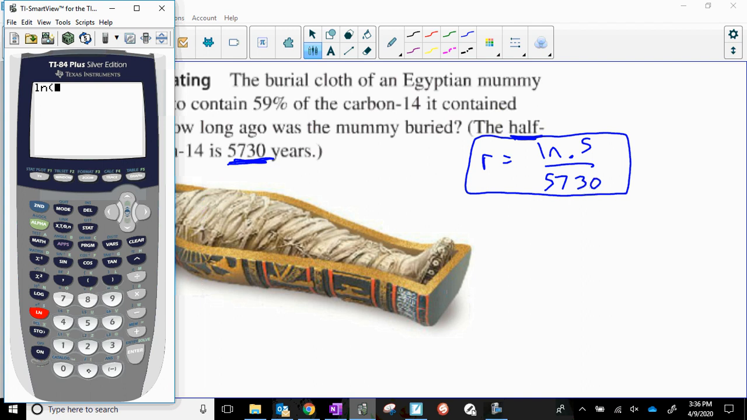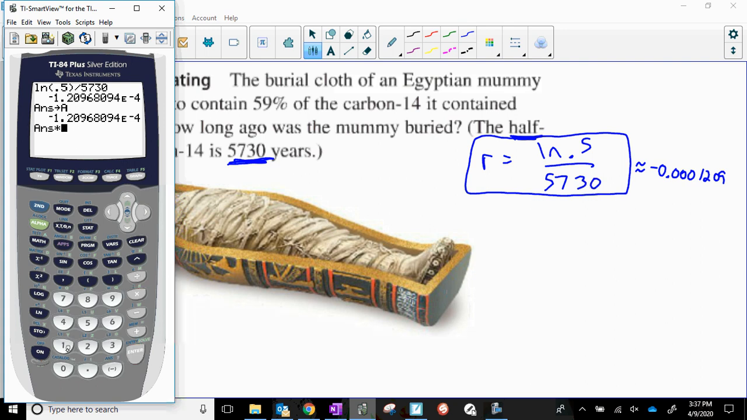So the natural log of a half divided by 5,730 should be a negative since this is decaying. Now, that capital E at the end of the problem tells me that it's scientific notation, so I'm going to add in 4 zeros. So 0 point, put a decimal after the first one, 2, 3, 4, 1, 2, 0, 9. Okay, I'm going to go ahead and store this number in A so I can use it later on.